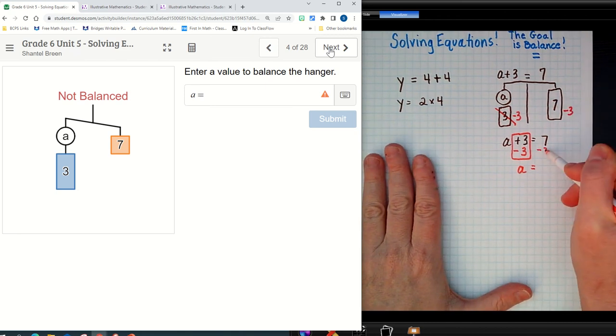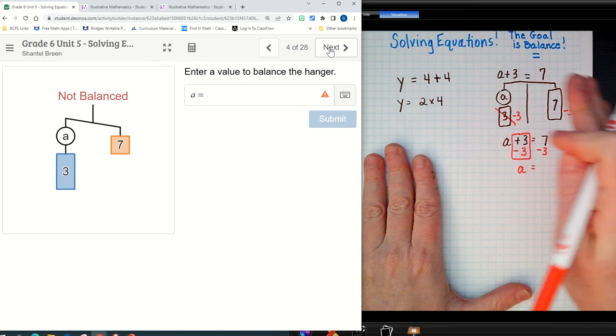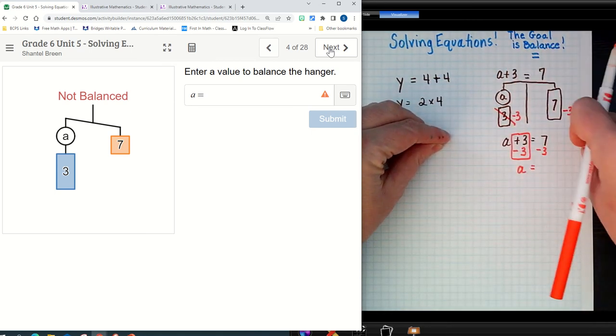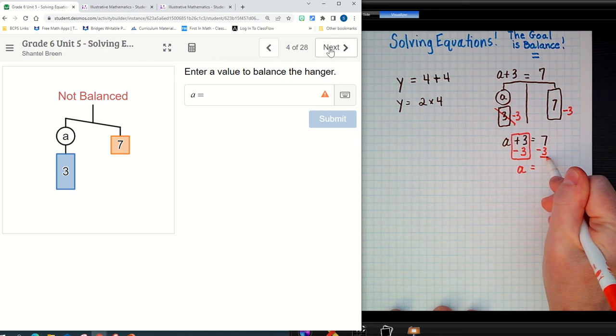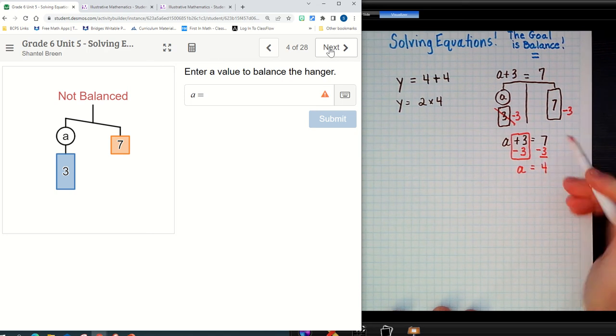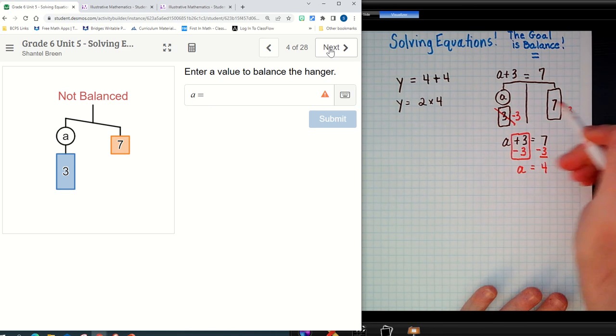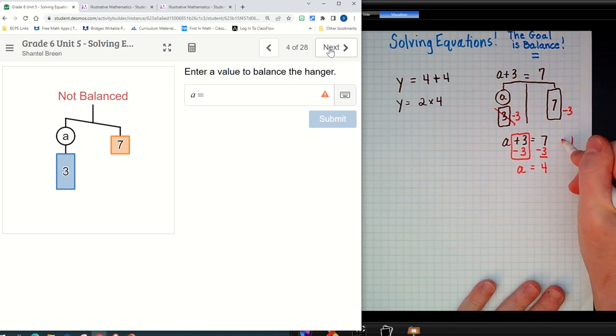We're taking 3 away from both sides because remember, we have to keep the scale balanced. If I take 3 off of this side of the scale, I have to take 3 off this side. And that leaves me with a leftover of 4. So we can conclude that A is equal to 4. And our new balance scale will look like this. I'm just going to do a quick sketch. We'd still have our A, and instead of 7, we would have 4.